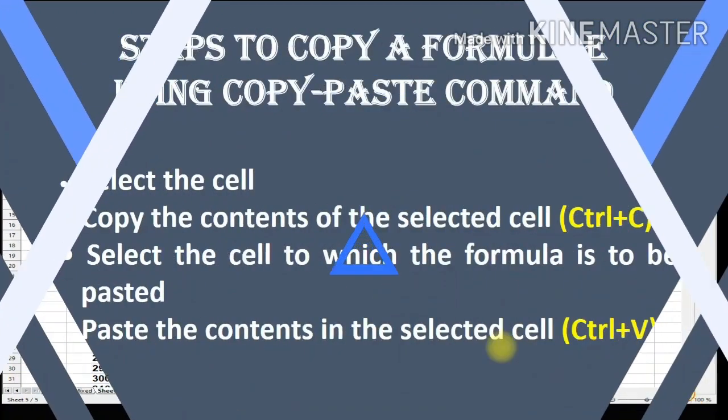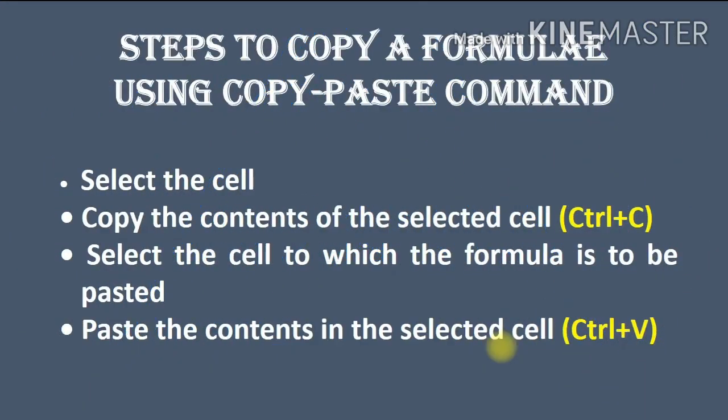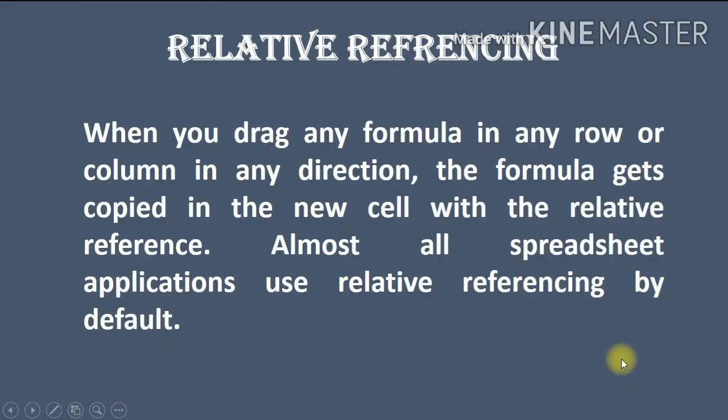Next, we are going to discuss how to copy a formula using the copy paste command. First, we have to select the cell and then use the shortcut Ctrl plus C to copy the content. Next, we have to select the cell to which the formula is to be pasted. At last, we paste the content by using the shortcut Ctrl plus V.